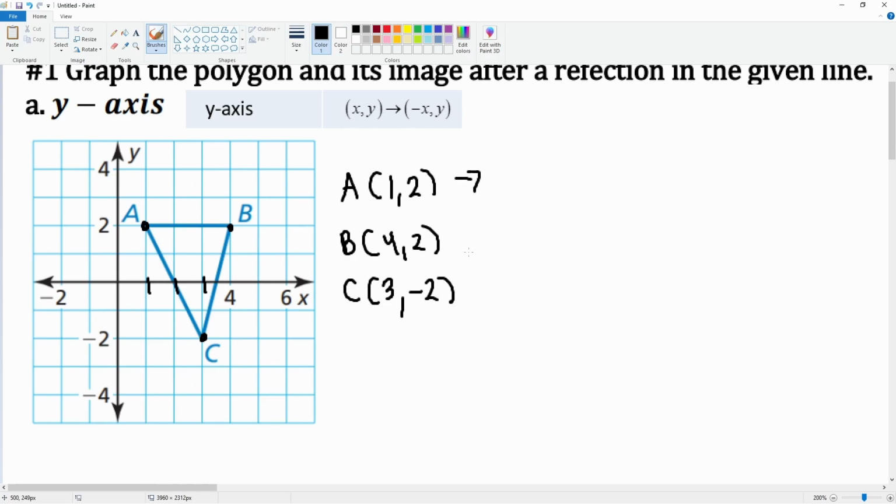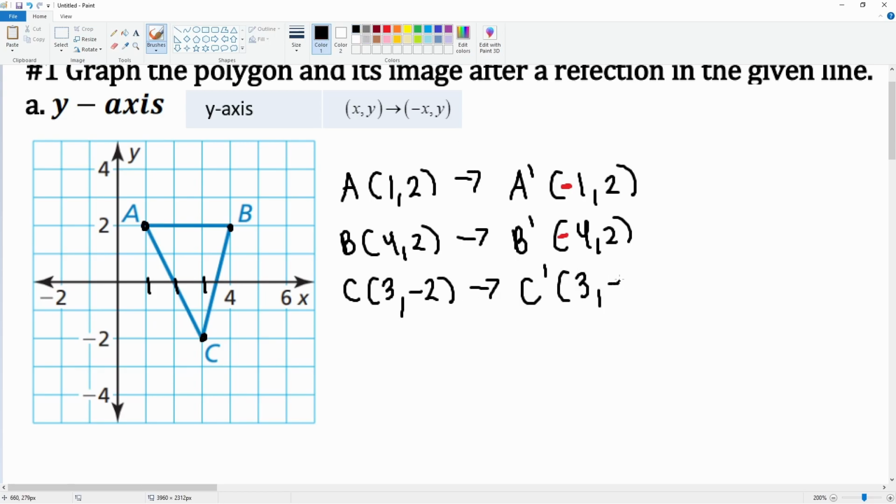So its reflection across the y-axis, it looks like the x values were just turned into a negative. So the new A prime is going to be the same, but now there is a negative for that x value. B prime (4, 2), but now there is a negative here. Likewise for C prime, it is (3, -2), but now there is a negative here.